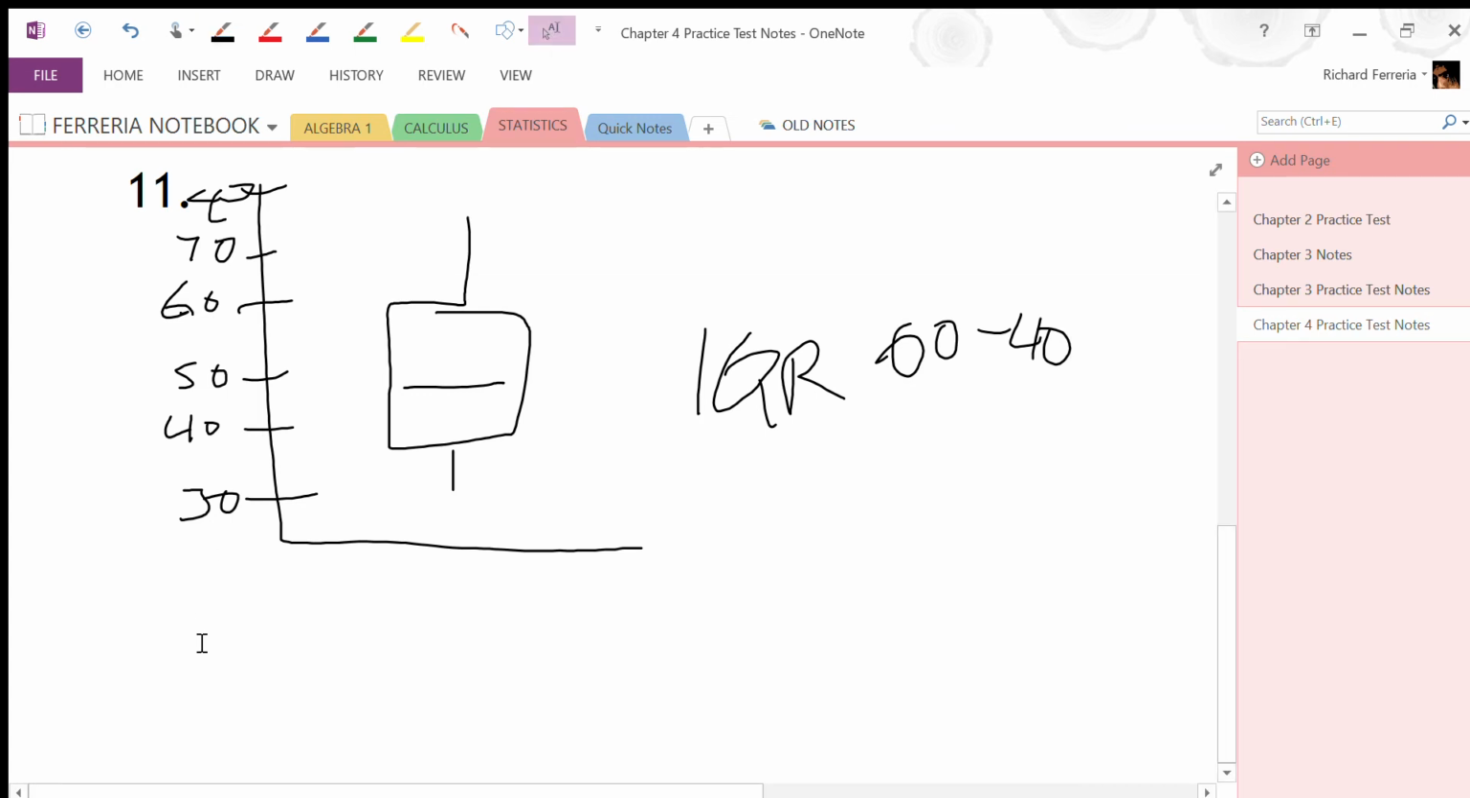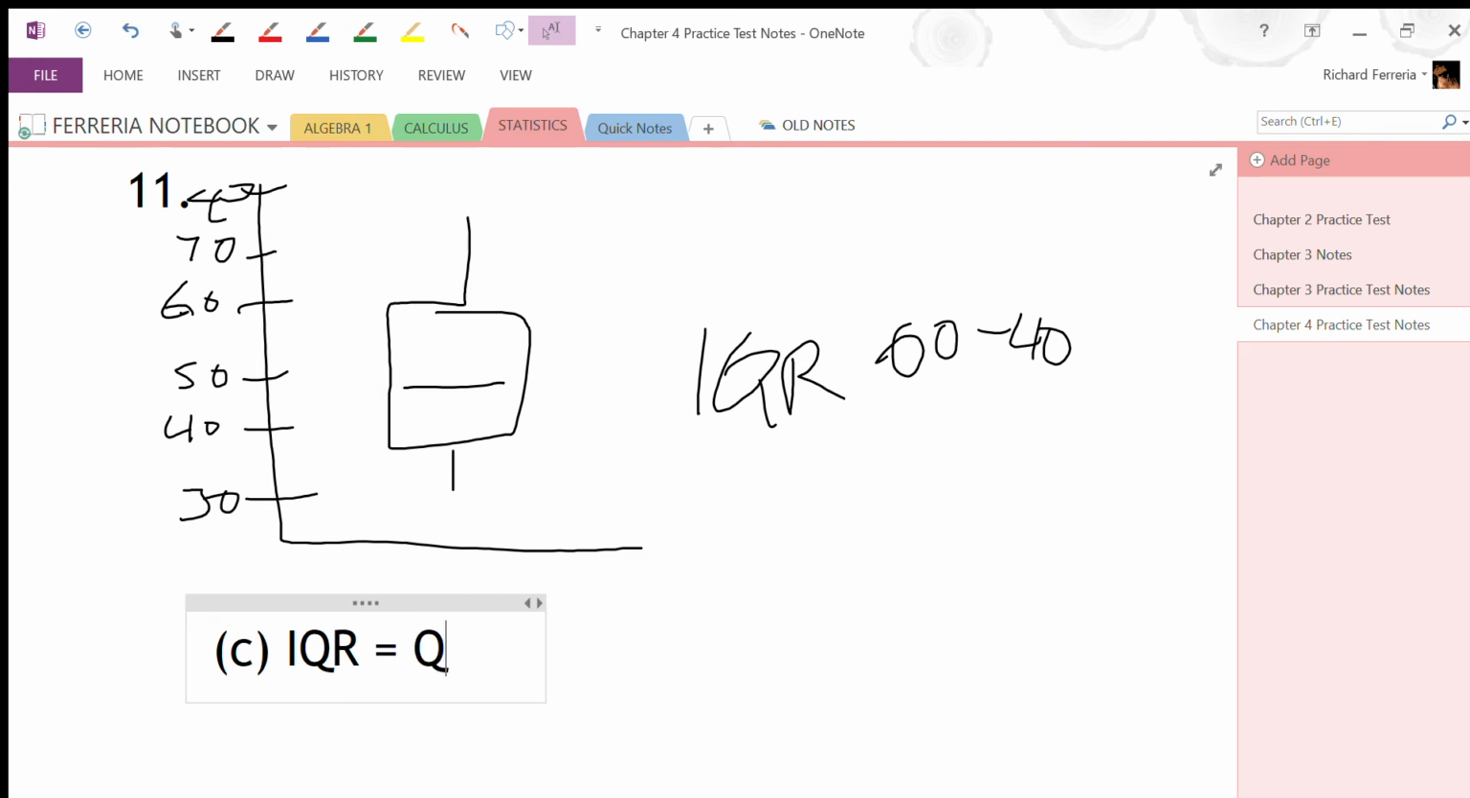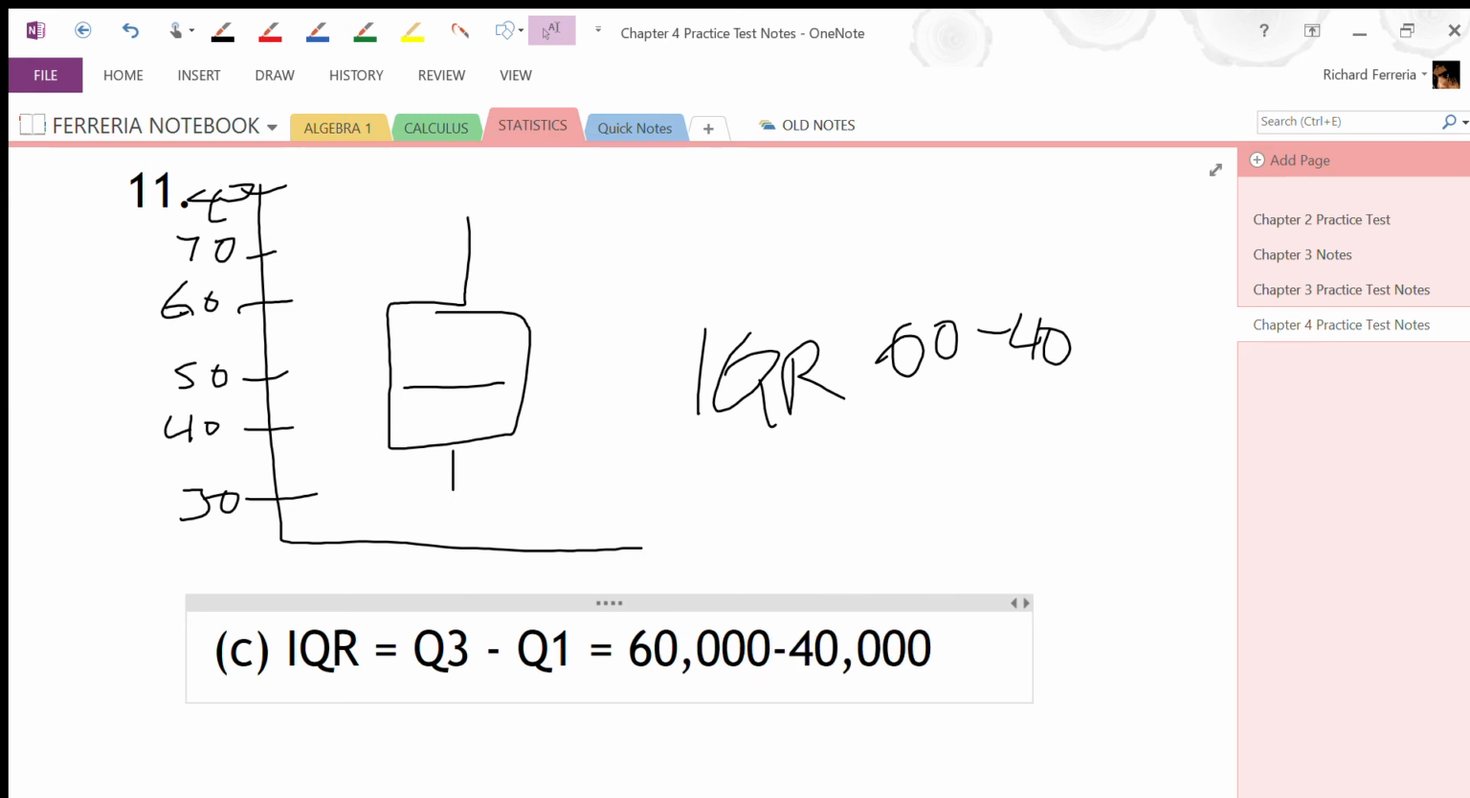Definitely. So it looks like C is correct. IQR is equal to Q3 minus Q1. So in our case, that's 60,000 minus 40,000. So in our case, the IQR is about 20,000. Okay. 12.